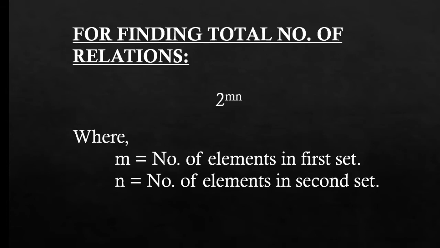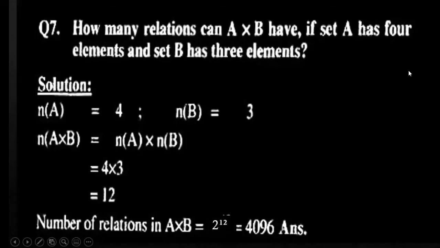So now starting the question. The question number 7 is from the same exercise. How many relations can A to B or A cross B have if set A has 4 elements and set B has 3 elements? So what do we have to find? We have to find the number of relations. Before finding the number of relations, let us find the number of elements in the Cartesian product. The number of elements in the Cartesian product is the number of elements of the first set multiplied by the number of elements in the second set. So the number of elements in A multiplied by the number of elements in B is 4 multiplied by 3.